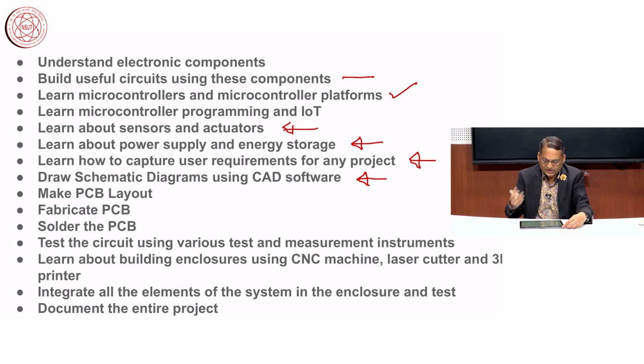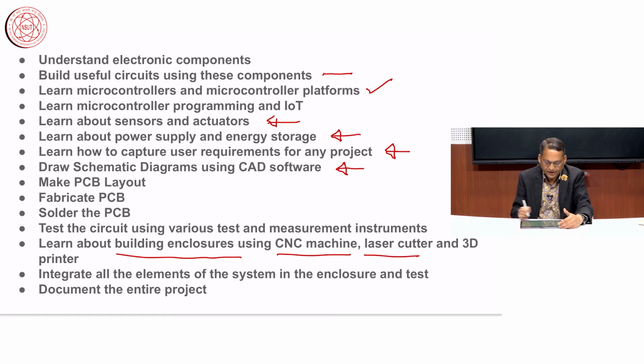Once you have tested the circuit, you will need to learn how to build an enclosure, because you are not just selling a circuit, you are selling a system. So, you need to learn how to build suitable enclosures, and what are the tools for building these enclosures. We are going to learn about CNC machine, laser cutter and 3D printers, the software for creating the enclosures and then translating the software files to these devices so that you get a suitable enclosure.